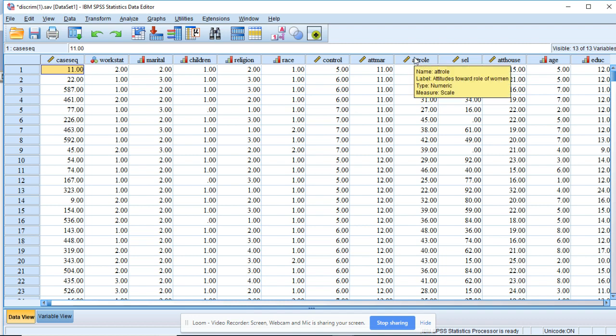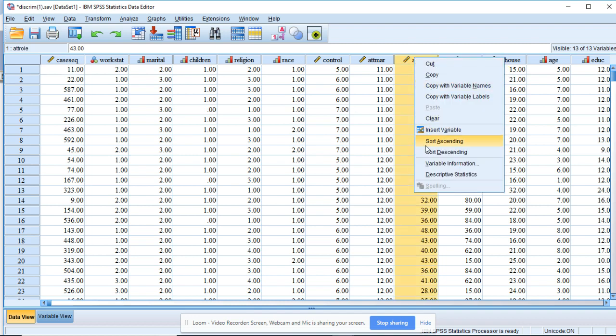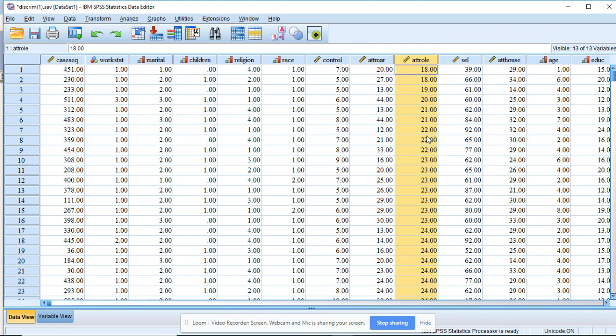Now let's sort by the attitudes of roles. Oops. Well, maybe there was no missing data on that one? Yeah, that's probably no missing data because there was 1, 5, and then 1 over here. Yep, so there was none missing on attitude role.